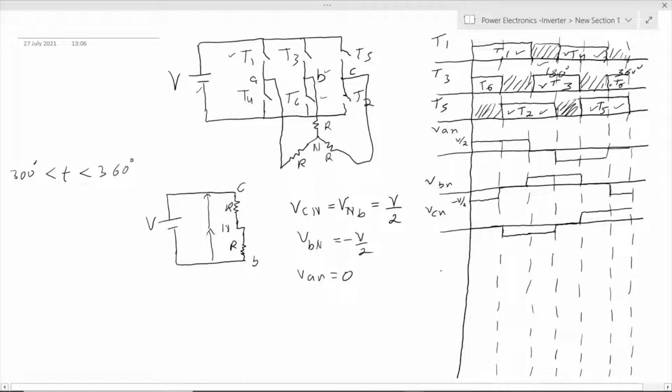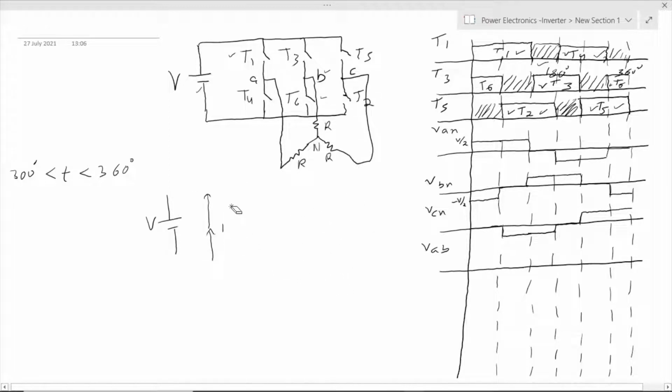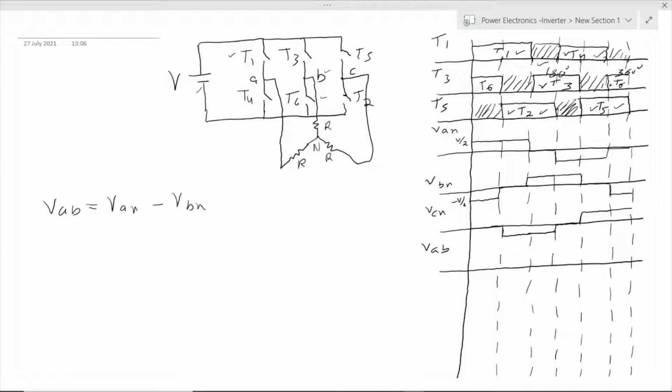So we can draw the line voltages. So what is VAB? VAB is VA minus VB, or VAN minus VBN. So just draw that. VAB will be what? VAN is V by 2, VBN is minus V by 2, so it will be V.